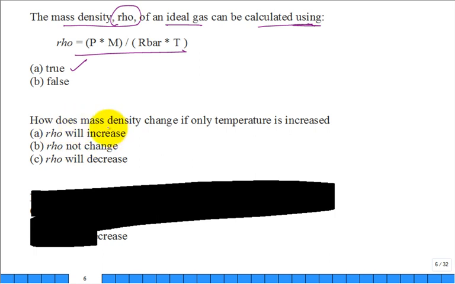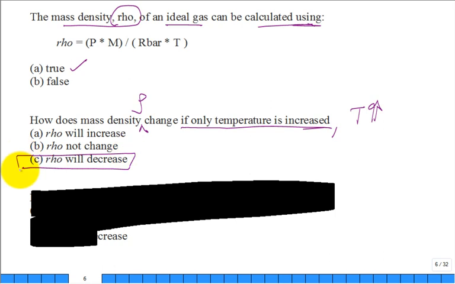Does the mass density, the symbol for mass density is rho, change if only the temperature is increased? So the temperature goes up. What about the total pressure? Stays the same. How about the molar mass of the mixture? Stays the same. How about R bar? Come on. Stays the same always. It's the universal gas constant. Yes, sir. That's right. So rho will, your answer is C, decrease.